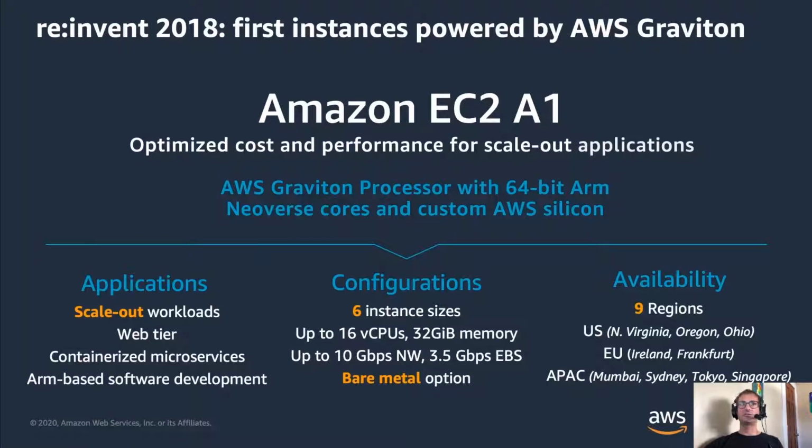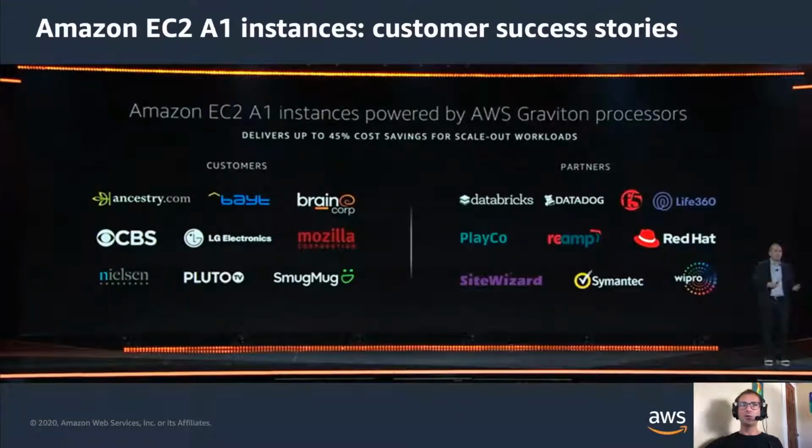The first generation of instances supporting those Graviton processors was the Amazon EC2 A1 instance. It provided customers with an optimized cost and was bringing pretty good performance for scale-out applications. Those instances are available in 6 different types with up to 16 vCPU, and they're available today in 9 different regions. The A1 instances were a pretty interesting customer success. We had many different customers who adopted them, and they were the first instances to bring the Arm64 architecture as a first-class citizen on EC2.